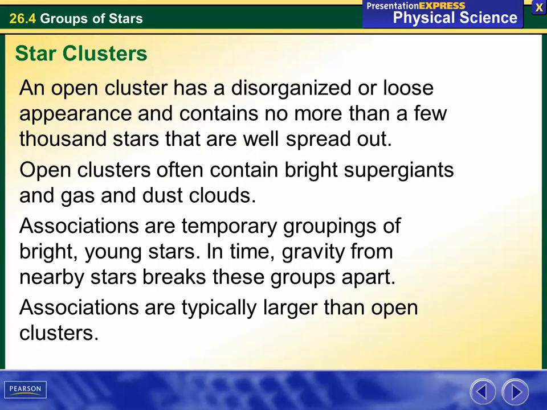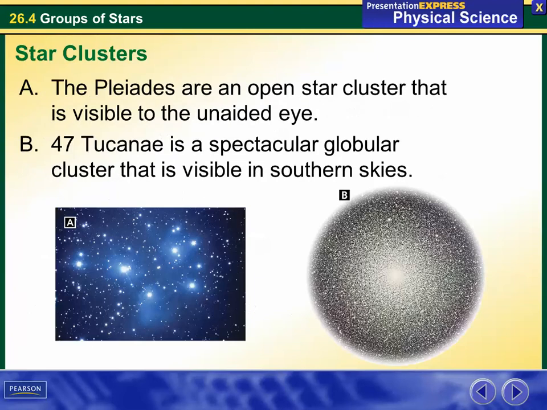So open clusters, like the one we just saw, have a disorganized or loose appearance, and they contain no more than a few thousand stars that are well spread out. They often also contain bright supergiants and gas and dust clouds. You can see that in that picture. It's a pretty accurate description of that definition. You can see over here, I tried to point with my finger, not the mouse, these stars are much more spread out. There's still a good amount of stars, but they are much more spread out.